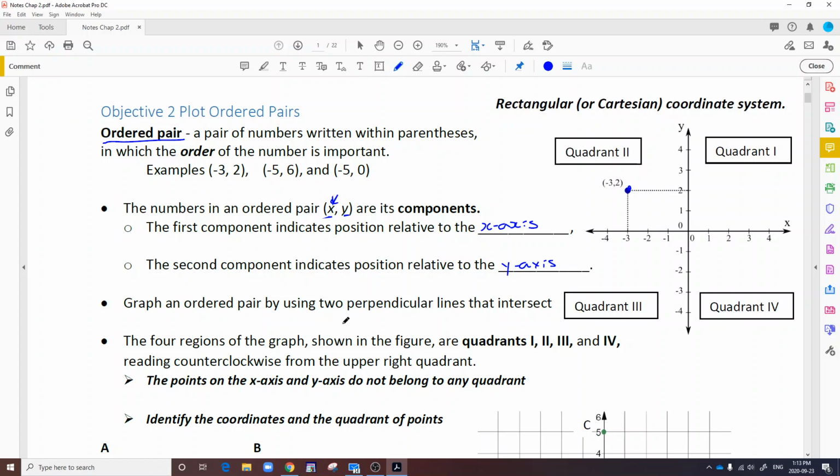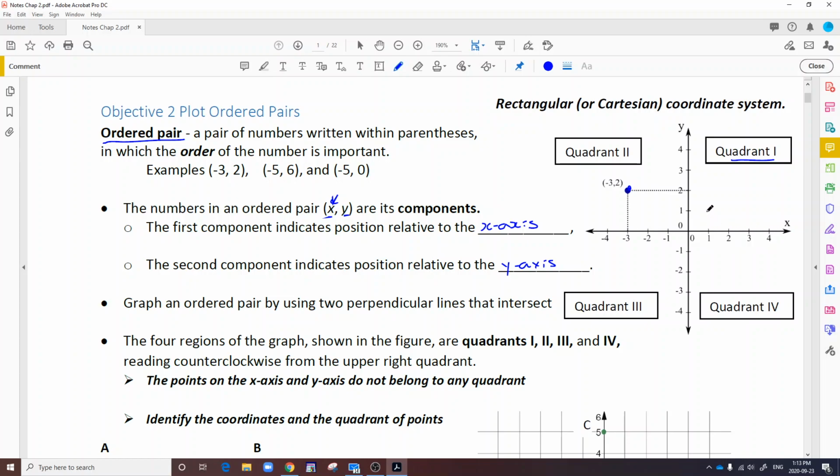The next feature that's important to know about is the naming of the quadrants. So when we look at what's called a Cartesian plane, or this rectangular coordinate system, you always start by counting the quadrant 1 as being in the top right, because it's where the x direction and the y direction are both positive.